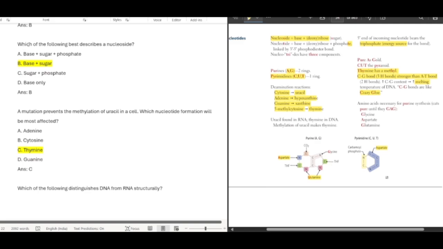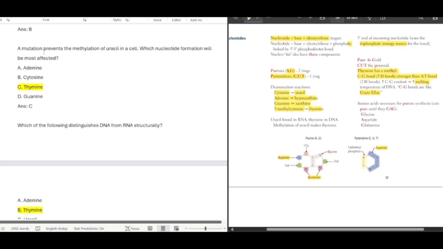Which of the following best describes a nucleoside? So, side, S for S, so base plus sugar. So a nucleoside is base plus sugar and a nucleotide is base plus sugar plus phosphate.